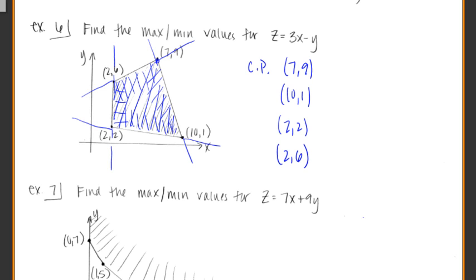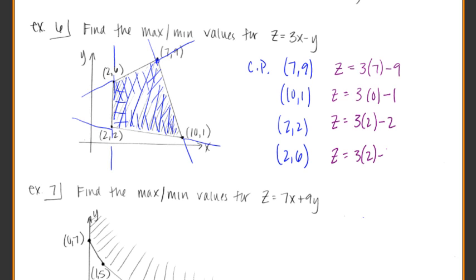And then after you get your corner points, what we do is we go back to our equation and we plug our corner points into the equation. So 3 times that x value minus the y value. And it'll come back. So 3 times the x minus the y, and lastly. Okay, so let's evaluate this.